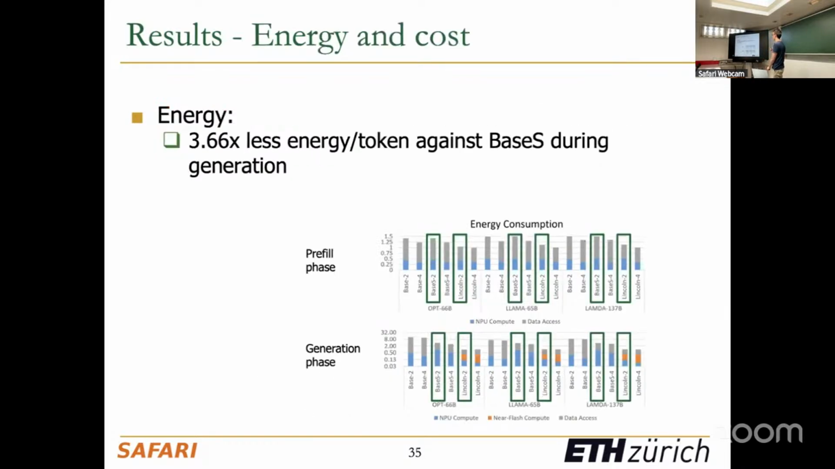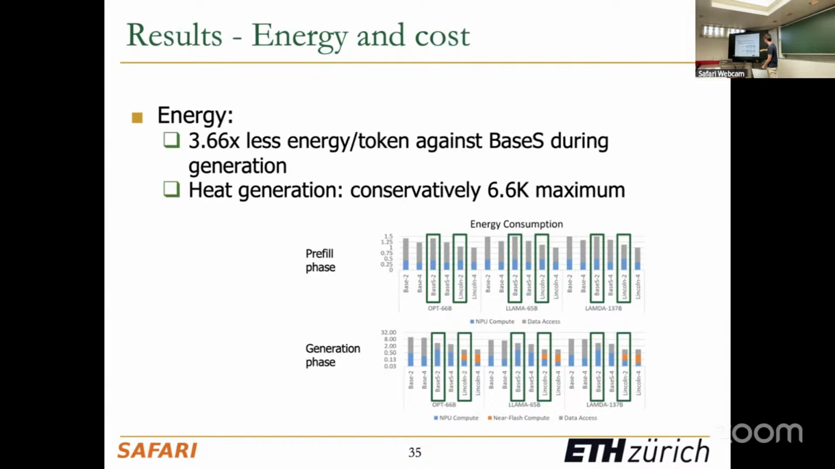For the energy, there is not a lot of difference for the prefill phase. There is only maybe 30% of difference between using Lincoln Flash or no Lincoln. This is because the weights have to be loaded in the NPU anyway. But for the generation phase, there is 3.6 times less energy per token. Also, they considered heat, which could be a problem, and even considering 300% in energy consumption, they only get around a 6.6 Kelvin increase on the LPDDR, so this is acceptable.